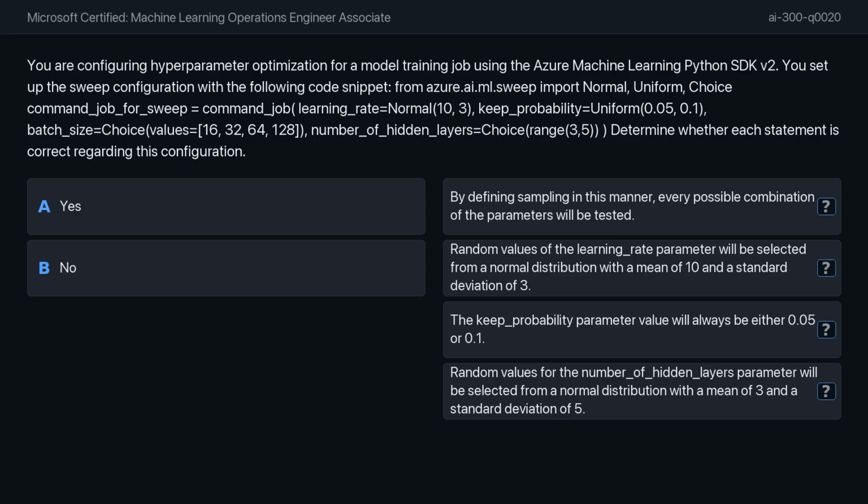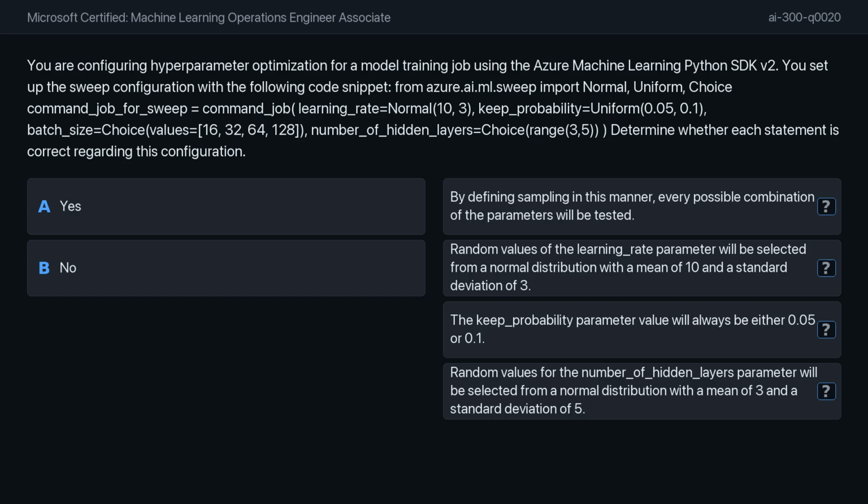You are configuring hyperparameter optimization for a model training job using the Azure Machine Learning Python SDK v2. You set up the sweep configuration with the following code snippet. From azure.ai.ml.sweep, import normal, uniform, choice.